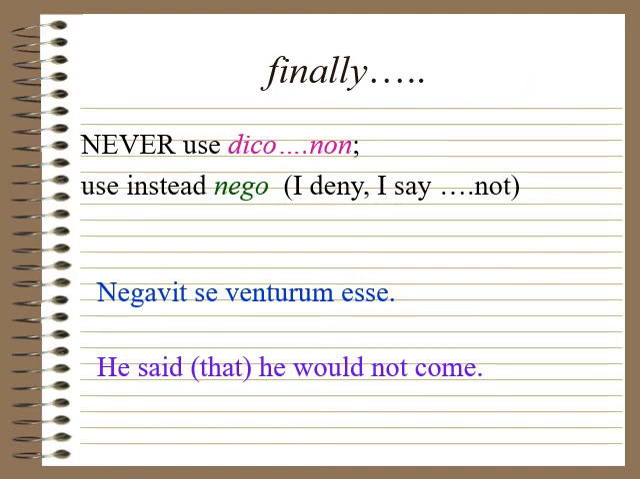Final thing, don't ever use non plus the main verb like dico, because that doesn't work. There are negative statement verbs. Like nego means I do not say or I deny. Here's an example. Negavit se venturum esse. He said that he would not come. And there's that not, so it's included in the verb.